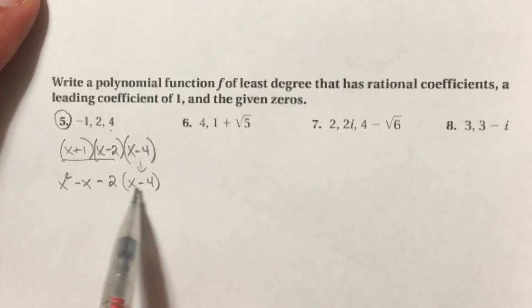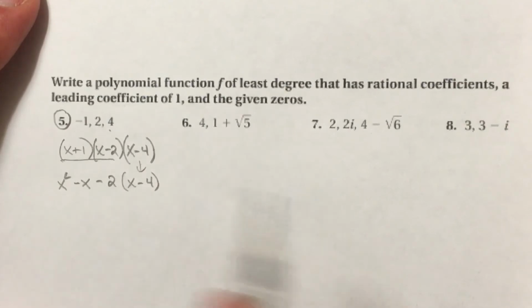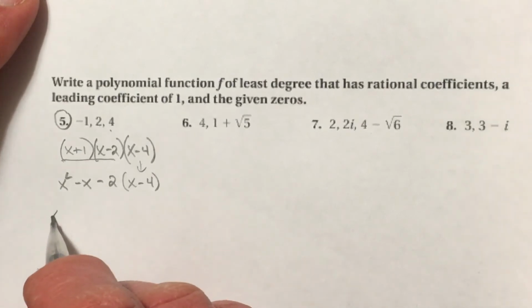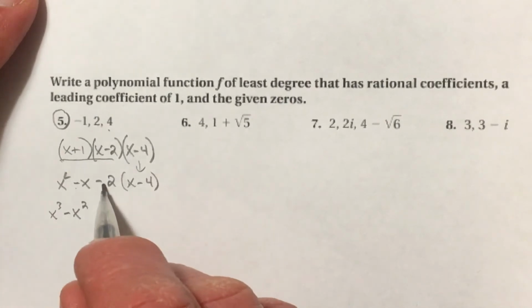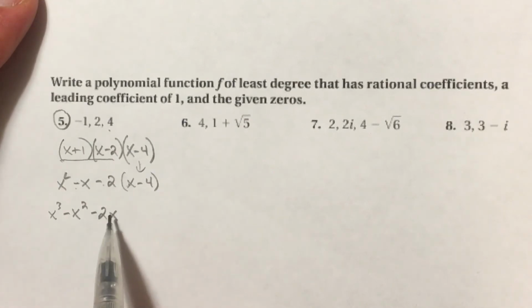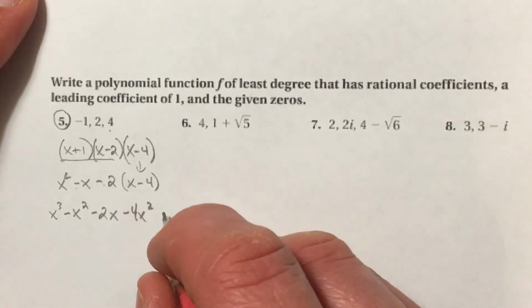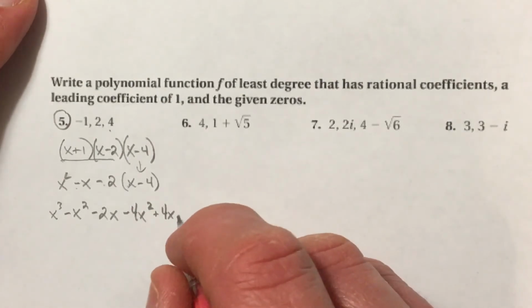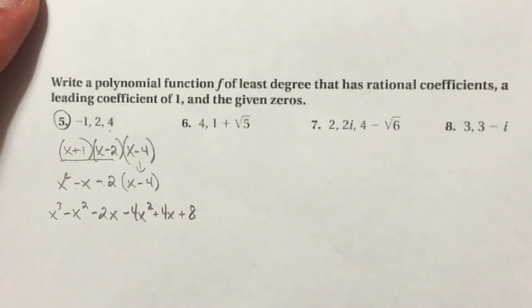I got a trinomial times a binomial, so I'm going to distribute. And when I distribute, 3 times 2, I'll have 6 terms. And I'll be able to combine from there. So, x squared times x is x cubed. Minus x times x is minus x squared. Minus 2 times x, minus 2x. This 3 times x gives me that. Now, these 3 times a negative 4. So, minus 4x squared plus 4x and plus 8. There's my 6 terms. I'm going to combine, and I'll have my answer.